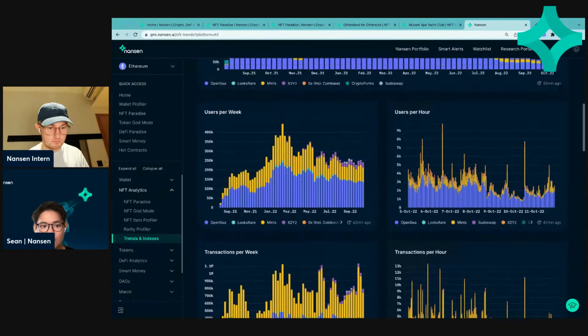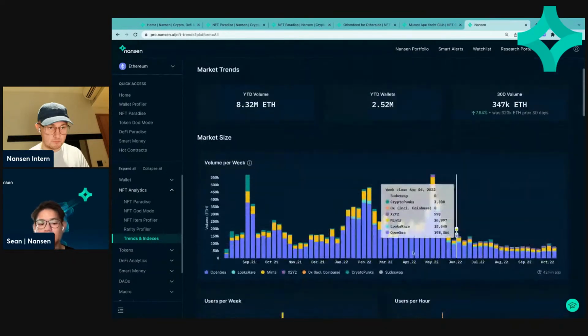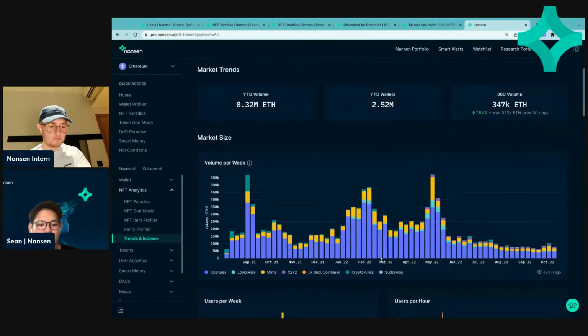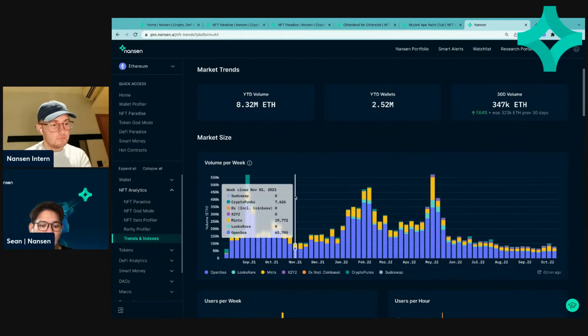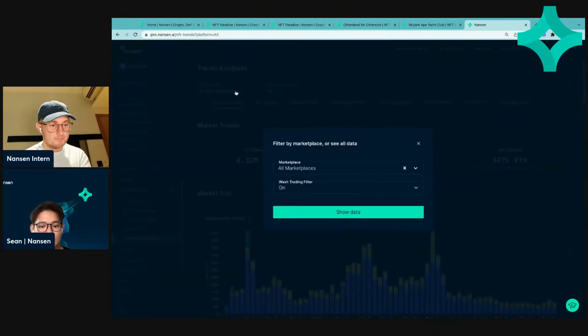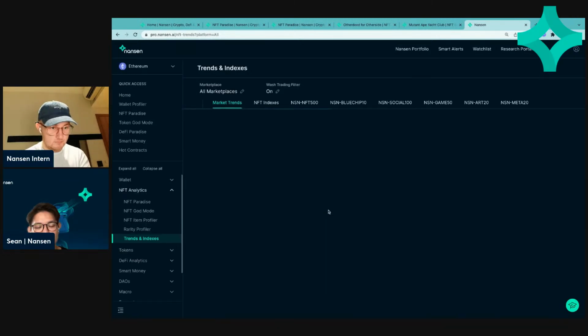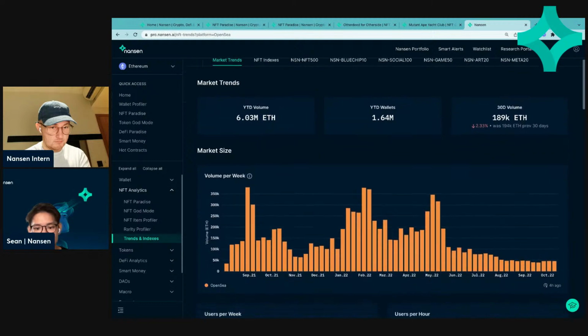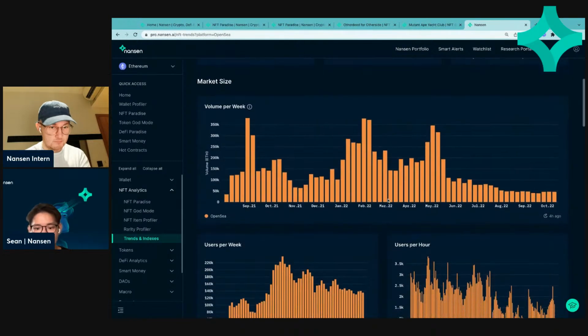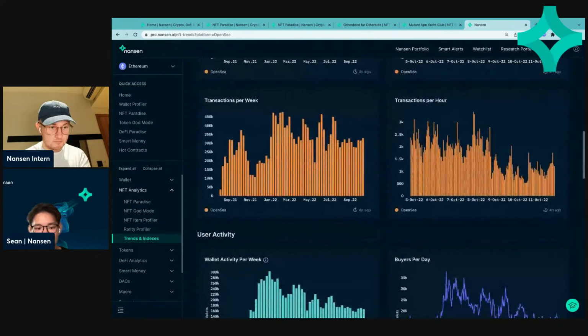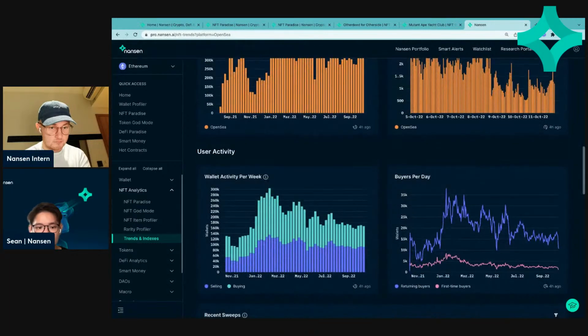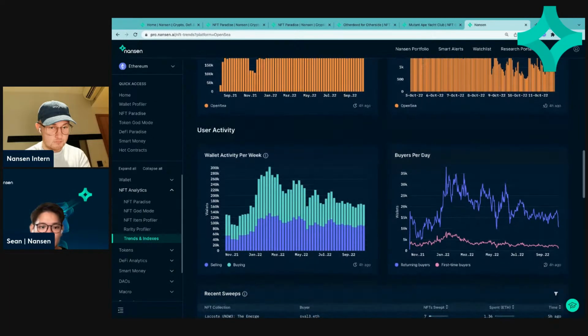And one cool thing is if you're only concerned about specific marketplaces, for example, if you're an OpenSea fan or a LooksRare fan, you can filter by marketplaces at the top left. So over here, we can look at OpenSea data if you wish as well. And you get a single color chart if this is much better for you when you're doing your due diligence or trying to observe how the markets are moving at a macro level.